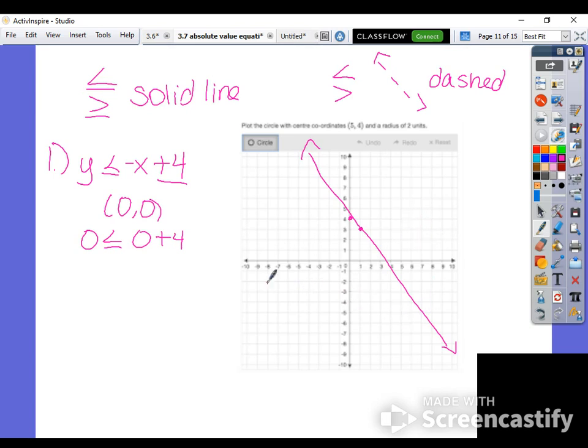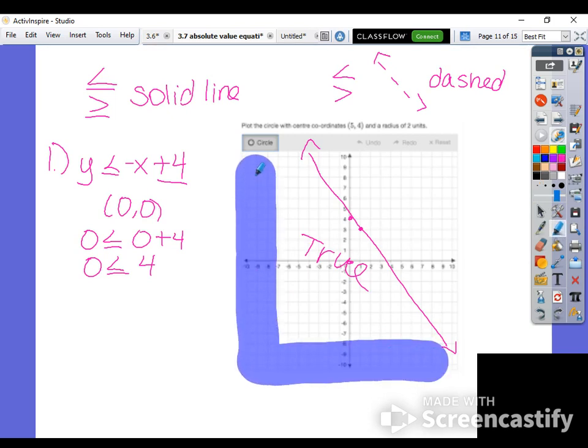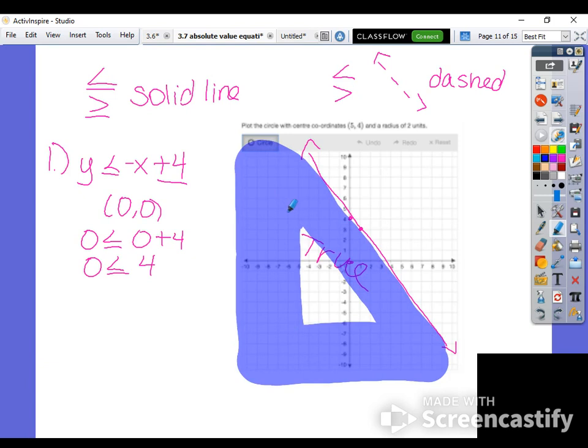the inequality true. So when we plug in 0, 0, we just do the math. Is 0 less than or equal to 4? Well, this is true, so that means on this side, all these ordered pairs are true. So I'm going to shade on the side where my test point's at, as long as it makes it true. So what this means is any ordered pair in this shaded region will make this inequality true. Now, if our test point didn't work, this side would have been false, and then we would have shaded here. But since it makes it true, you shade on the side that your test point's on.